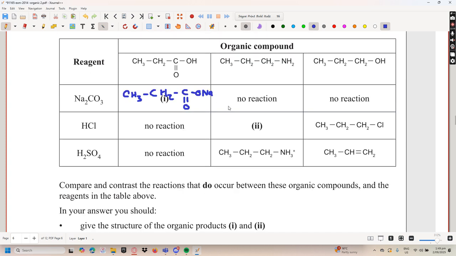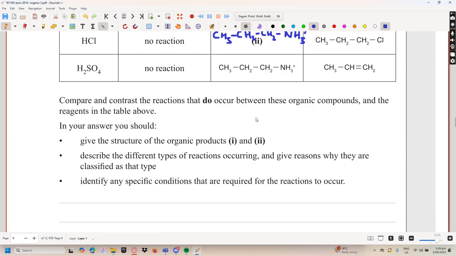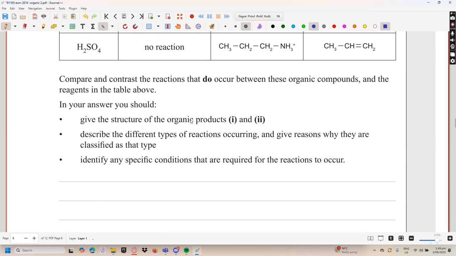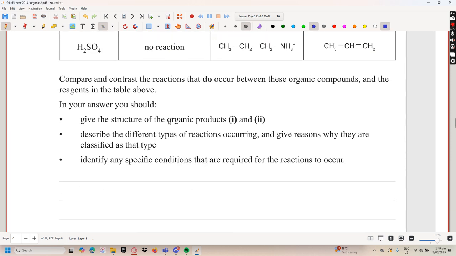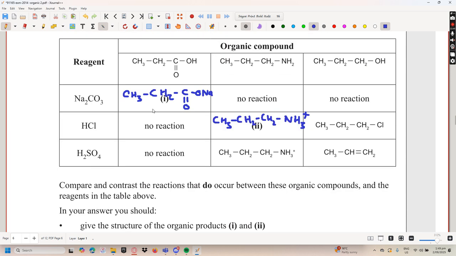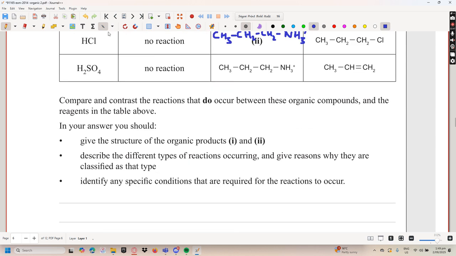And in part 2, we've got a base reacting with an acid, just the other way around now, right? A similar thing happens: you get the carbon chain, and then the base accepts one more proton and becomes NH2+. Describe the different types of reactions occurring and give reasons why they are classified as that type. So propanoic acid reacting with sodium carbonate.